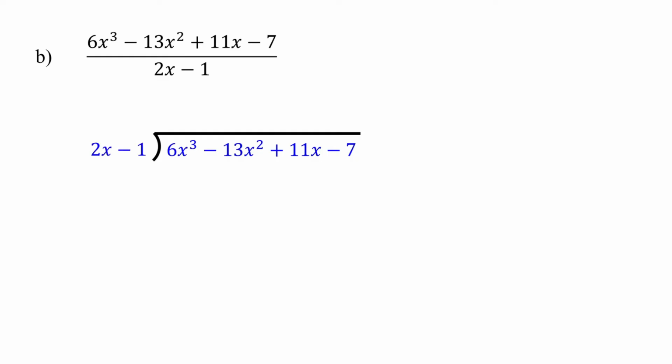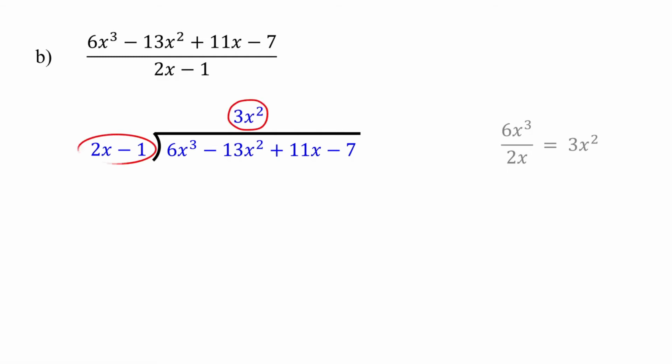Before you start dividing, always make sure that the polynomials are written in standard form, which is in descending order of degrees. In this example, both the dividend and the divisor are written in standard form, so we can proceed with the division. First, divide 6x cubed by 2x. 6 divided by 2 is 3. X cubed divided by x is x squared, right? Write 3x squared on top.